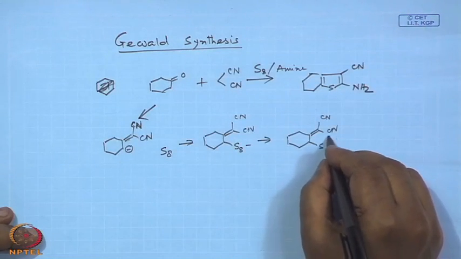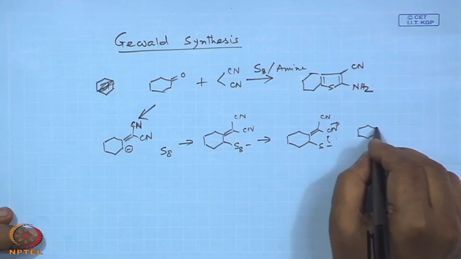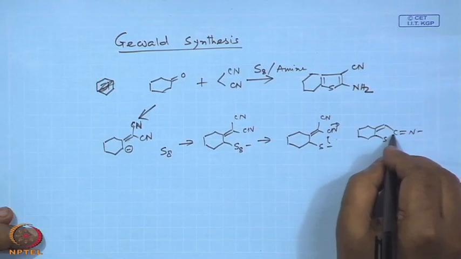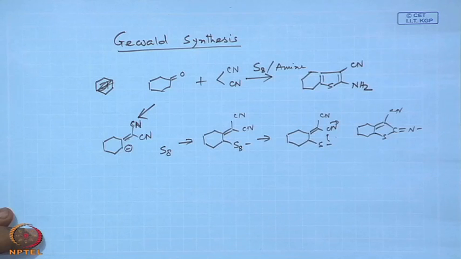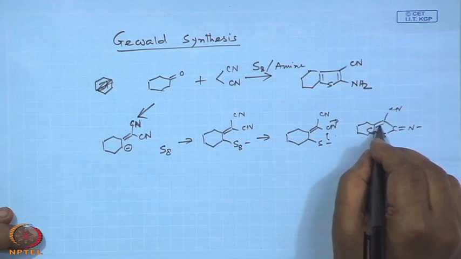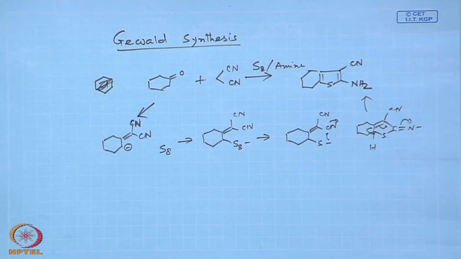I think all of us can write, right. So, it forms the imine, right, and then this deprotonation and isomerization would give you the corresponding product. This is called Gewald's amino synthesis.